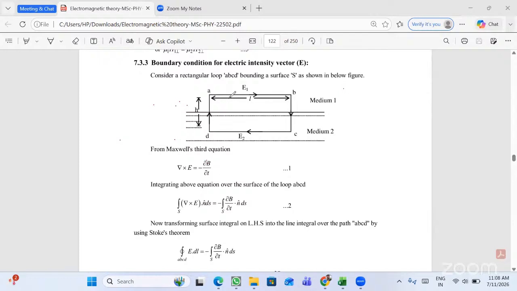So now here what we are doing is we are considering a rectangular loop, which is ABCD. Okay, this is the ABCD loop. Again, here if you see, this is the interface we have. Above the interface we have medium 1, and below the interface we have medium 2. In medium 1, the electric intensity vector we have taken as E1, whereas in medium 2, the electric field intensity vector we have taken as E2. Okay, so this is the rectangular loop, which is a closed loop we have.